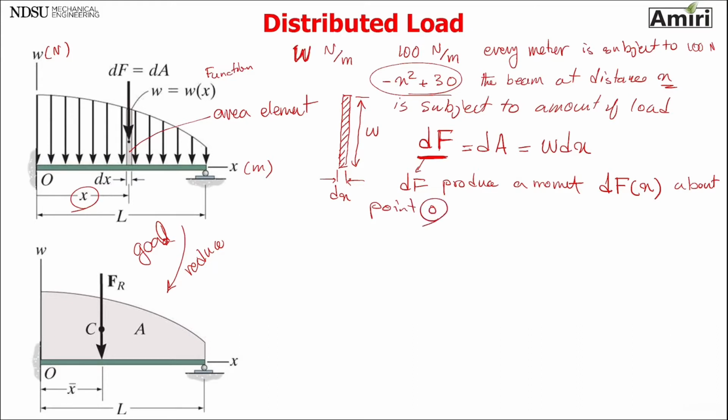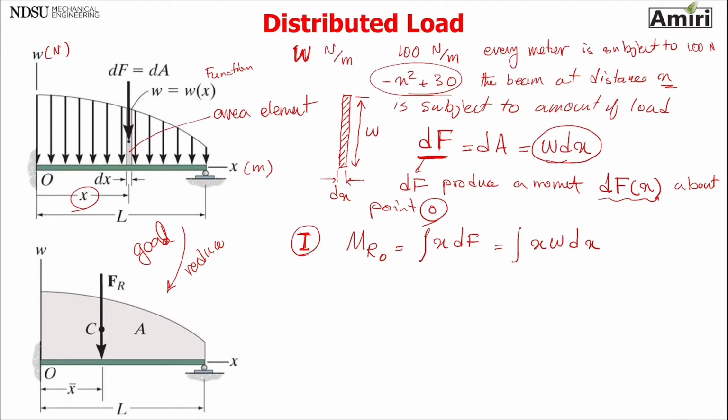So now let's find the total moment about point O. The total moment about point O, I like to call it equation 1, is the integral, the summation of all of that, x dF, and let's replace dF by this amount that we have, which is x w dx.